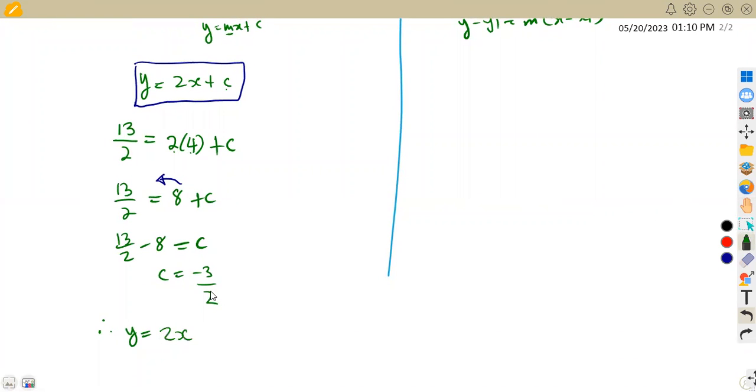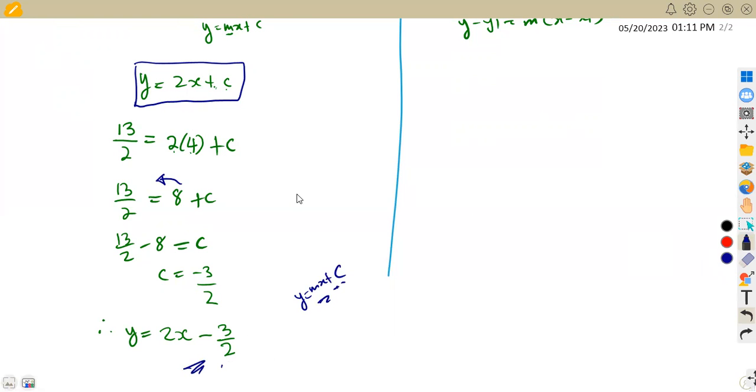So y is equal to mx, that is 2x, plus c, and our c is a negative. So the plus and the minus gives us a minus. So this is going to be -3/2. That's our equation in the form of y is equal to mx plus c. This is the gradient intercept format, the one that you've got here.